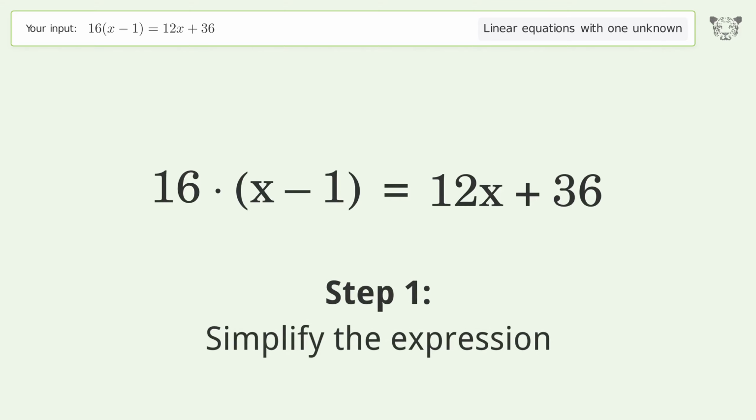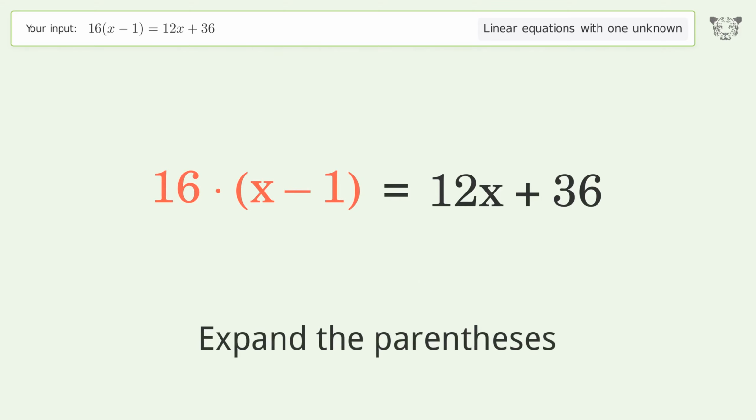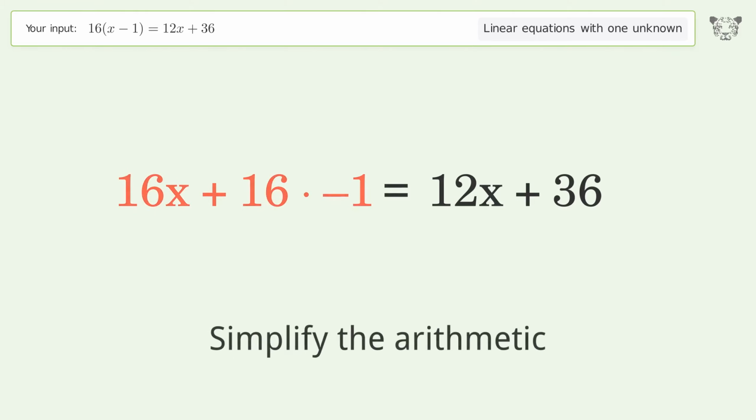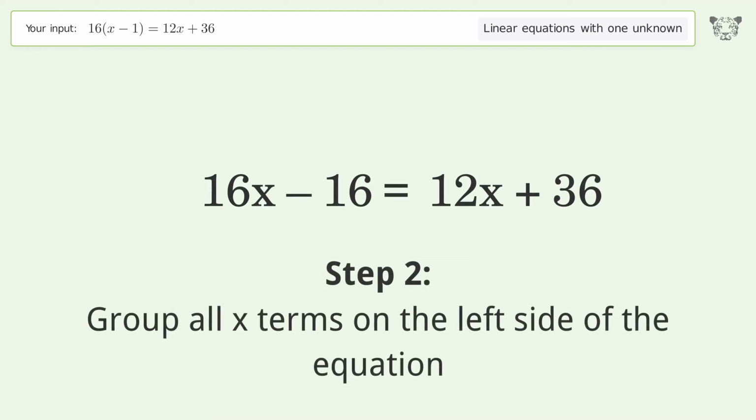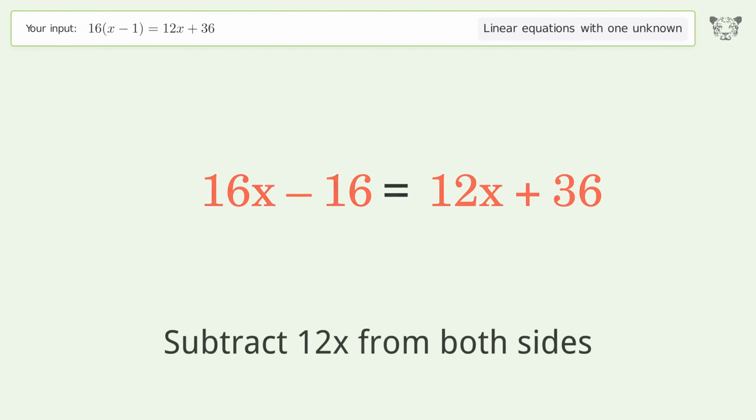Simplify the expression. Expand the parentheses. Simplify the arithmetic. Group all x terms on the left side of the equation. Subtract 12x from both sides.